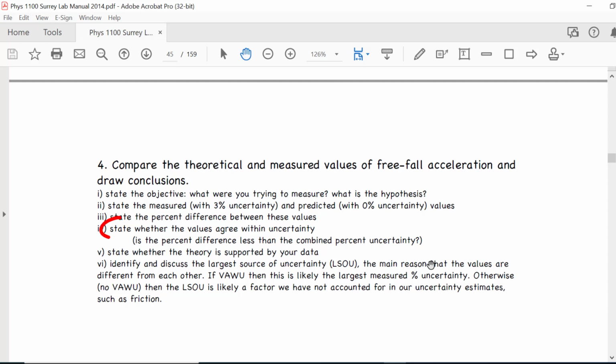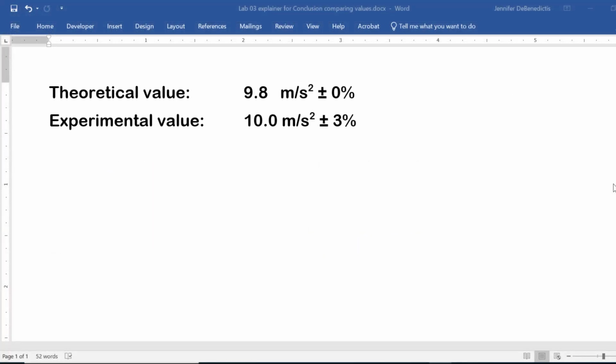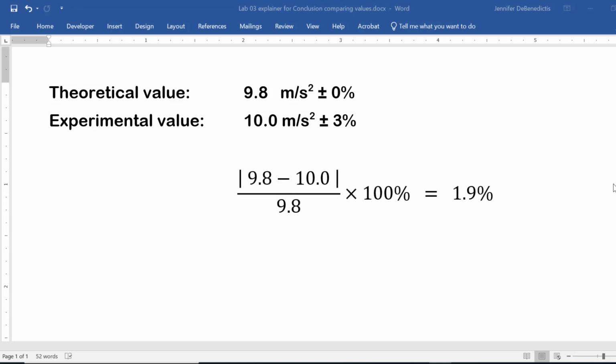The next item is state whether your values agree within uncertainty. So this one's a little bit trickier. How do you determine whether your values agree within uncertainty? Well, first of all, say you've got these two values, the theoretical value, 9.81 plus or minus 0%, and an experimental value that you got from the computer program. And let's say that that was 10 meters per second squared, plus or minus 3%. And not only do you have those values, but you've also already calculated the percent difference between them, which is this, 1.9%. So, do your two values agree within uncertainty?